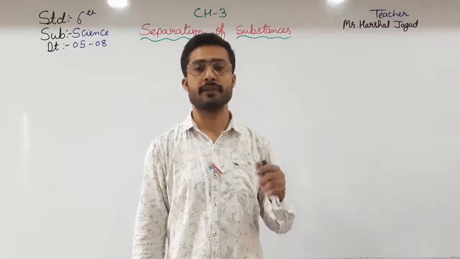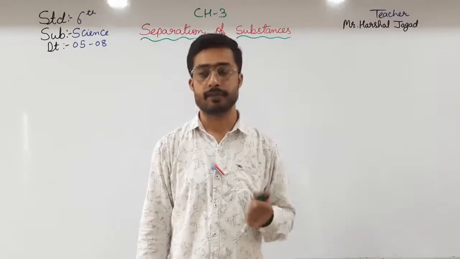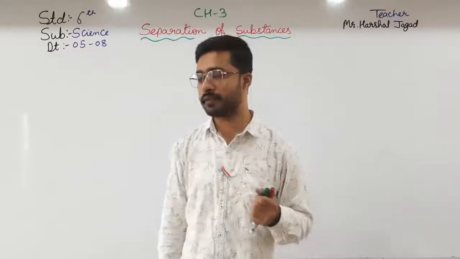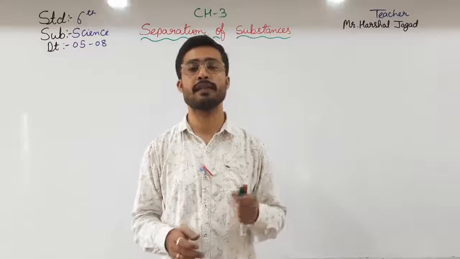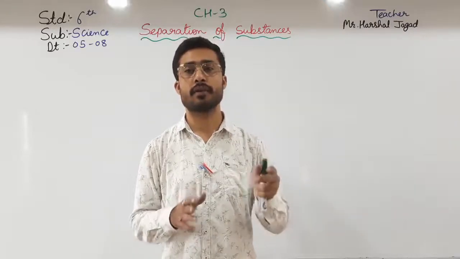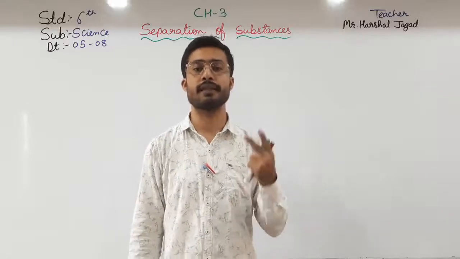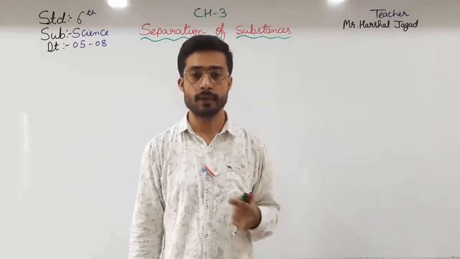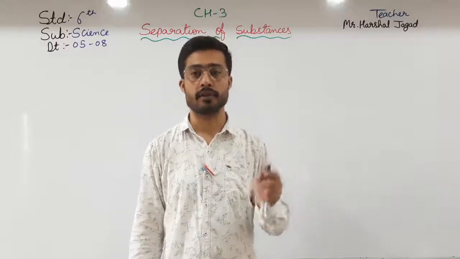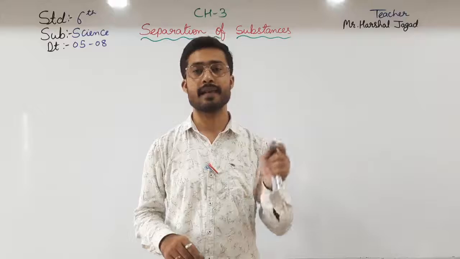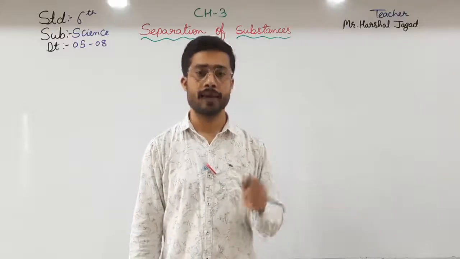So in the previous videos we have been going through chapter number 3, that is separation of substances. In that, first of all, we have seen the threshing process, in which grains are removed from the stalks. Then we have seen the second method, that was winnowing. When the grains are separated from the stalk, some small impurities remain between them, and that is removed by the winnowing method.